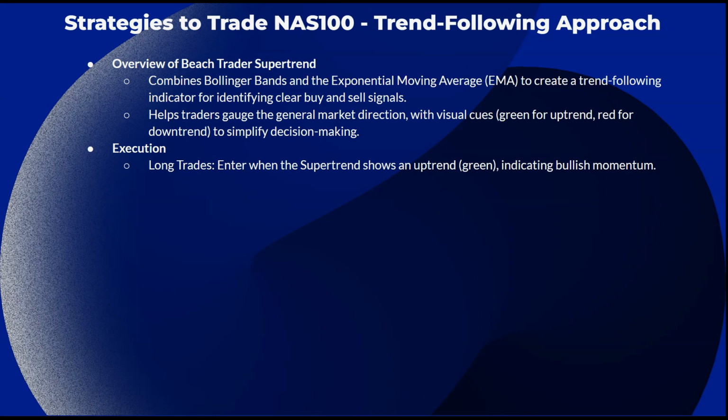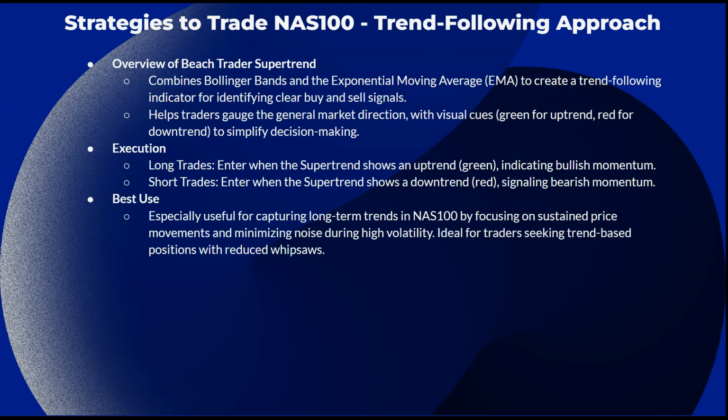Execution: long trades enter when the supertrend shows an upward green, indicating bullish momentum. Short trades enter when the supertrend shows a downtrend red, signaling bearish momentum. Best use: especially useful for capturing long-term trends in NAS100 by focusing on sustained price movements and minimizing noise during high volatility. Ideal for traders seeking trend-based positions with reduced whipsaws.